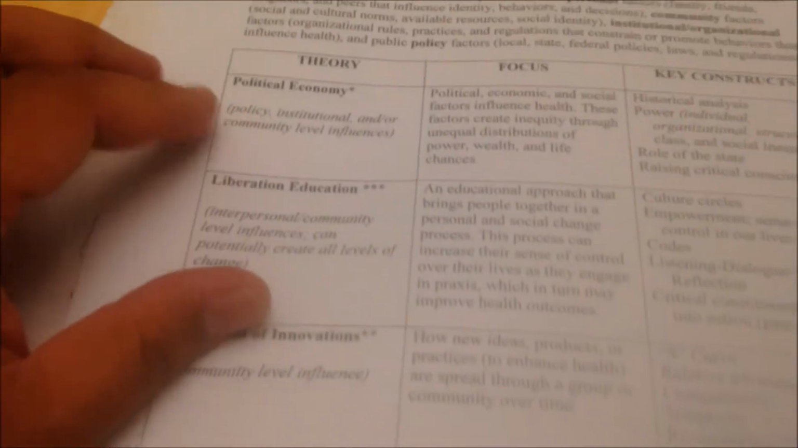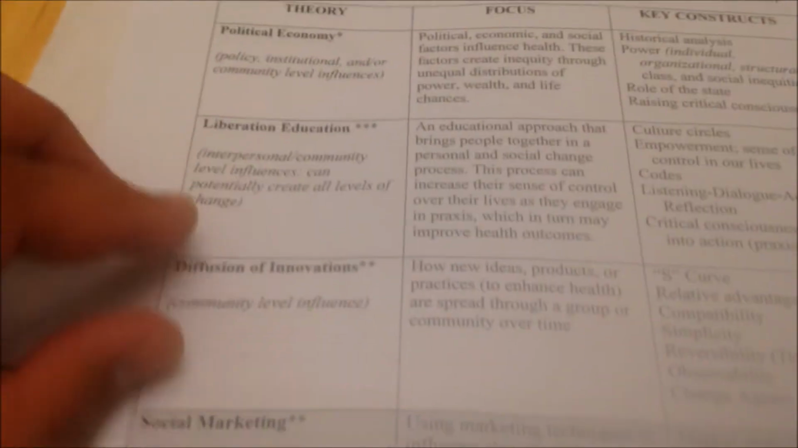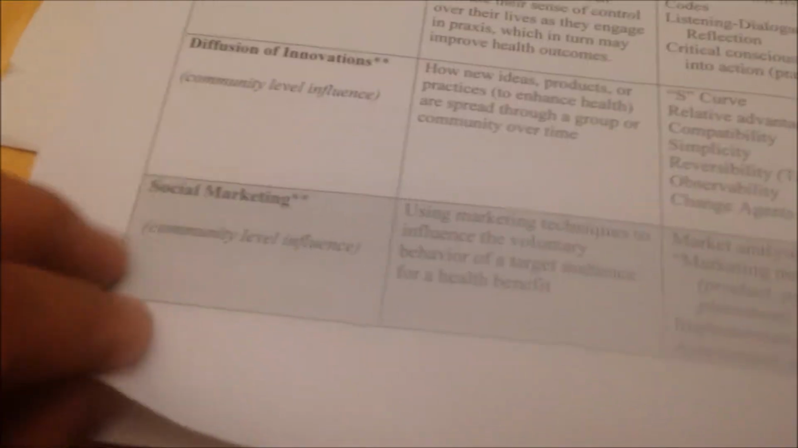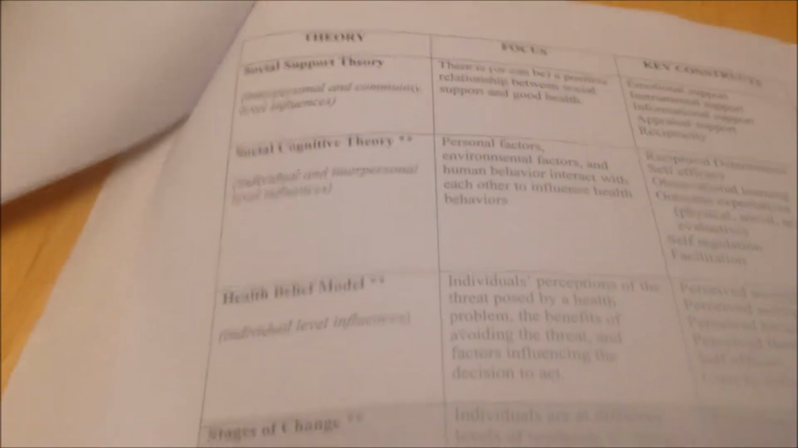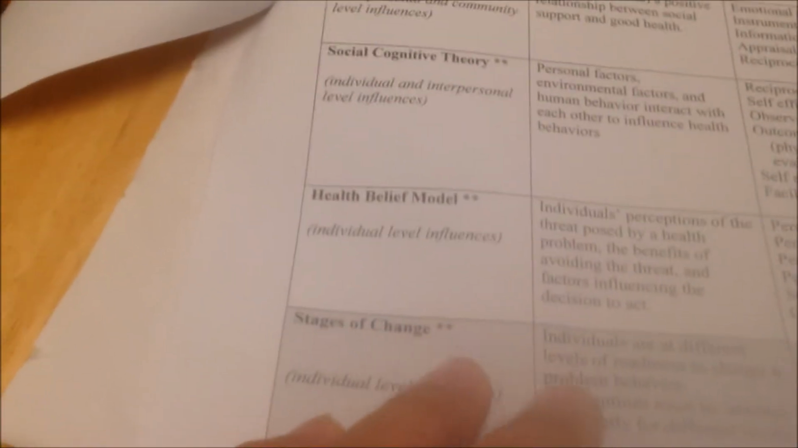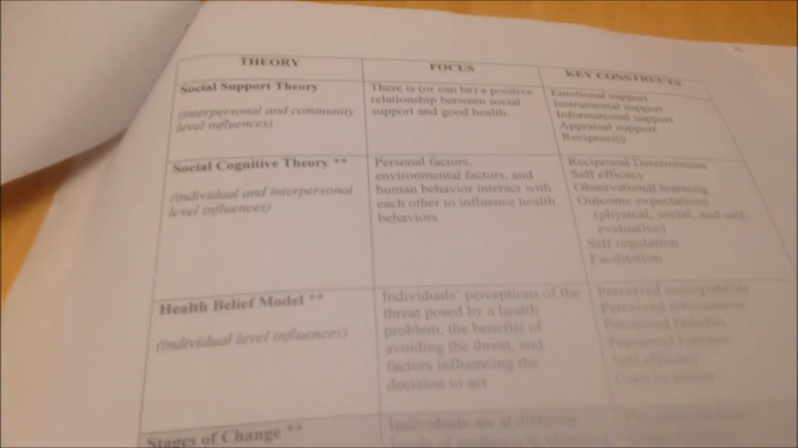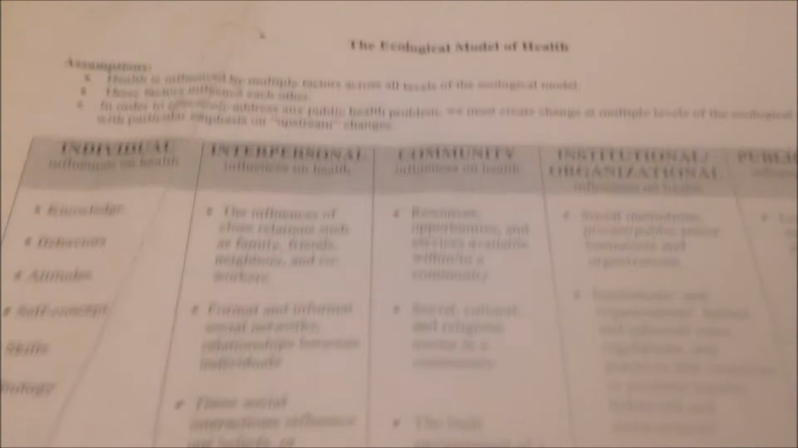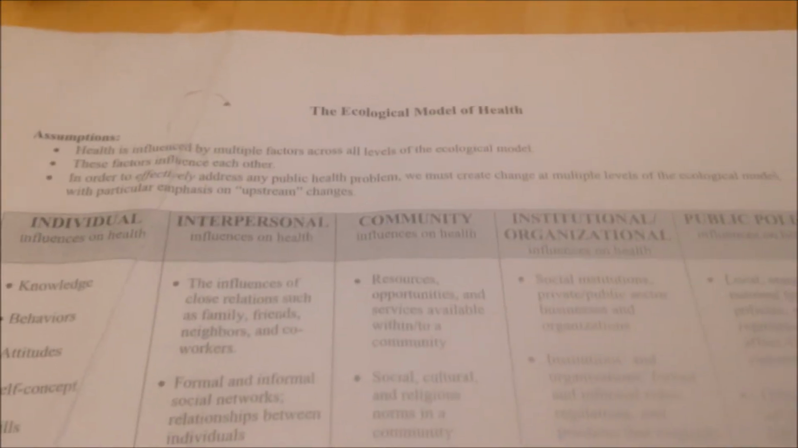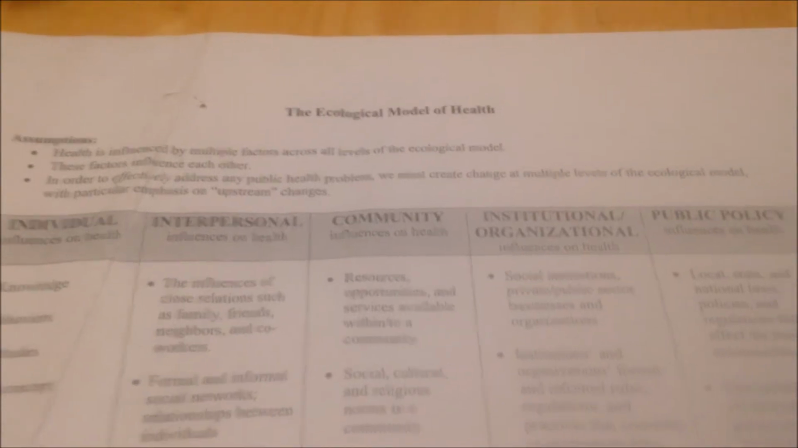And so you would go through these different theories: political economy, liberation education, diffusion of innovation, social marketing, social support theory, social cognitive theory, health behavior models, stages of change. And in health education, everything is based on the ecological model of health.